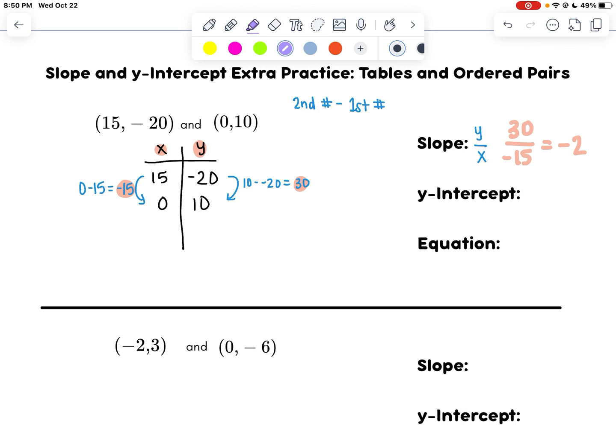Now to find my y-intercept, we're also doing the same thing. I need to look down my x side until I find 0. Once I have 0, I go straight across. My y-intercept is 10. So for this equation, I would have y equals my slope, which is negative 2, x plus 10.